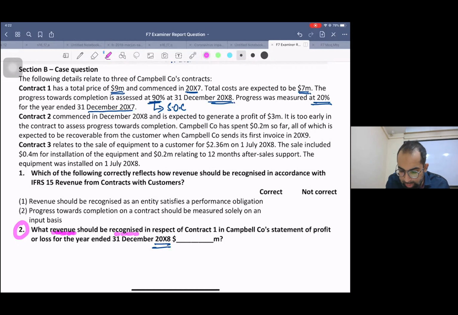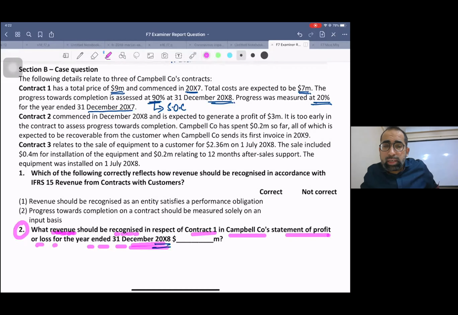What revenue should be recognized in respect of contract 1 in Campbell's company's statement of profit or loss for the year ended 31st December X8? So now how will you do it? Okay, giving you 1 minute. It's an easy requirement, not a difficult one. Come on, try it.